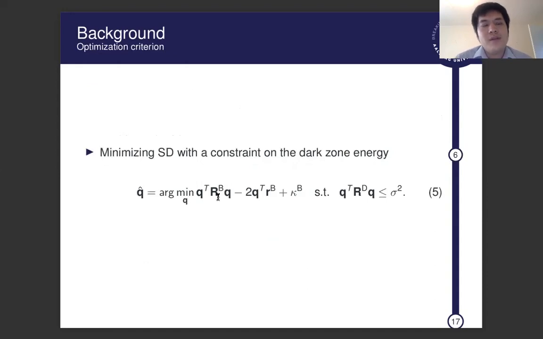There are many optimization criteria in sound zone control. One of the criteria is to minimize the signal distortion with the constraint on the dark zone energy.